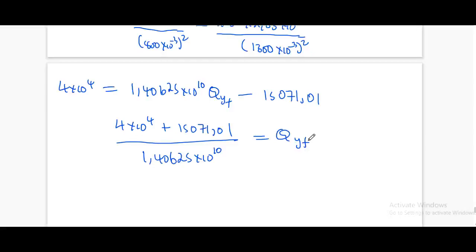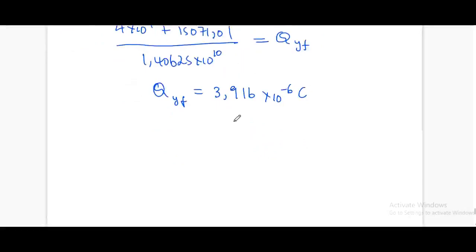Okay, so now qyf, the final charge after the sphere has lost the electrons, is 3.916 times 10 to the power minus 6 coulombs. Now this is not the charge we are going to use. This is the final charge, so we have to know how much charge was lost when electrons were lost. We want to know how much negative charge was lost.